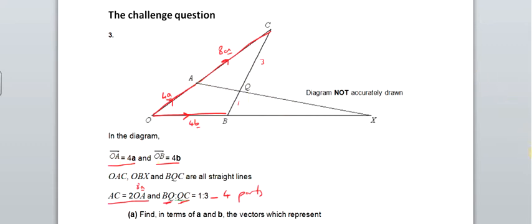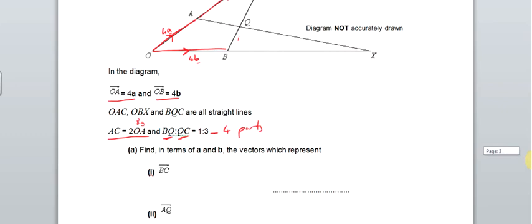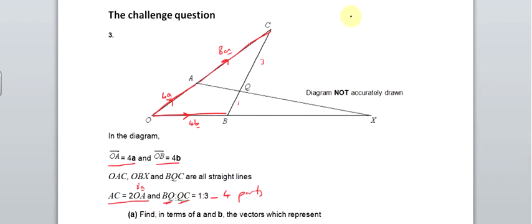So that's all of this writing here now on the diagram, so we can kind of ignore that now. So part A, we're going to find the vectors which represent BC and AQ. So I'm going to do all that up here, so BC and AQ. So let's start with BC. They usually give you the easy ones first.